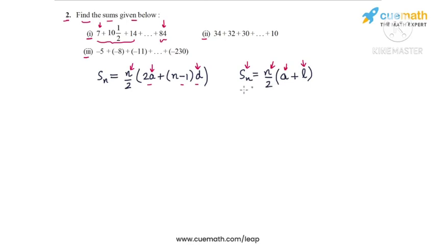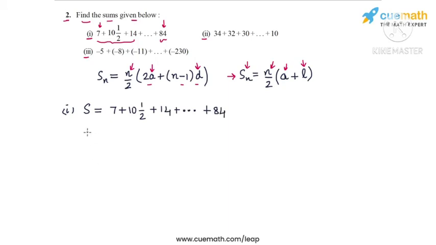In this case, because we don't have the number of terms, we will first find the number of terms for each case, and then we will use this second formula to find the sum of terms. Okay, so let's start with the first part. In the first part, the sum that we have to find is 7 plus 10.5 plus 14 all the way up to 84. So first we'll find the number of terms n.